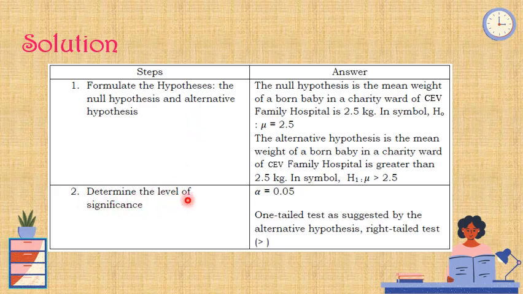Step 2 is to determine the level of significance. The level of significance is given in the problem. So, yung value ng ating alpha is 0.05. So, this is a one-tailed test as suggested by the alternative hypothesis. This is a right-tailed test specifically, kasi ang ginamit na symbol dito is greater than symbol. So, therefore, it's a right-tailed test.